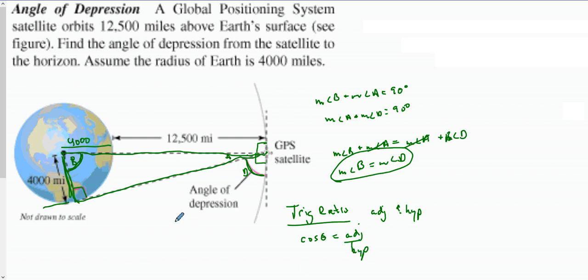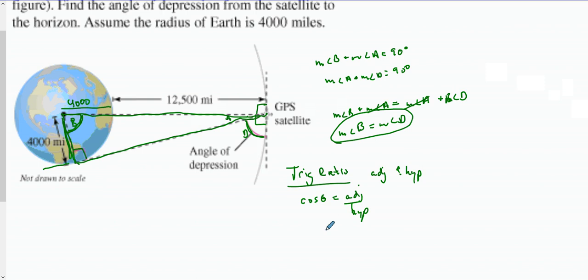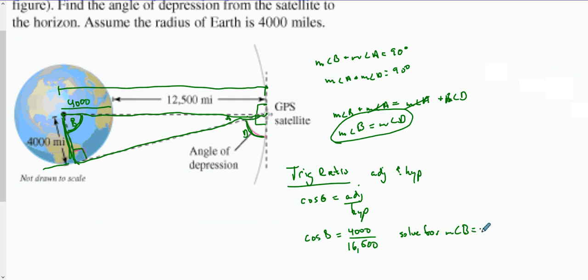Cool. So filling in our blanks, we have the cosine of an angle, I'm going to just put B in there, so we're going to solve for B eventually, equals adjacent, which is 4,000, over the hypotenuse, and if you add these two together, we're going to have 16,500 miles. And so from here, now we want to solve for the measure of angle B, which we know equals the measure of angle D, which is the angle of depression that we're looking for.